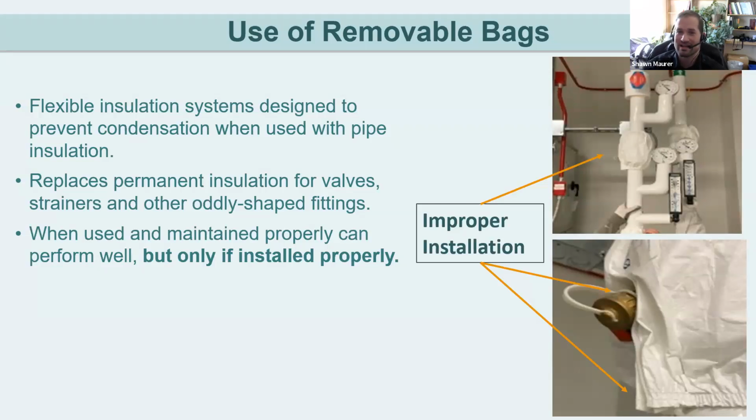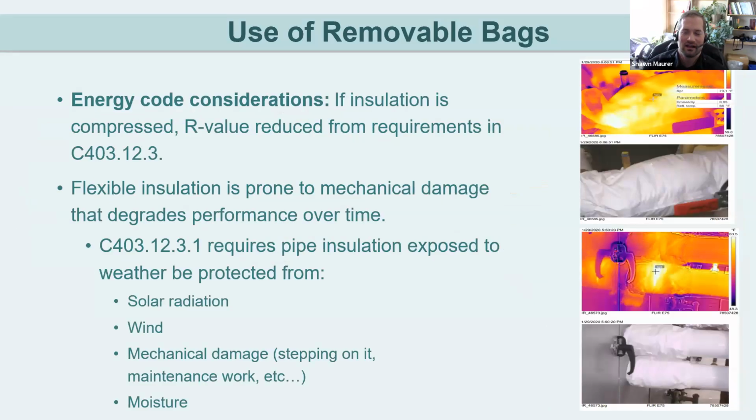So they need to be properly sized and fit around these fittings, which is where we touch on the energy code implications. So again, kind of limited sections. You're going to hear me mention the same things a lot today. But if insulation is compressed, the R value is reduced from the requirements in Table C403.12.3. That table lists a specified conductivity range and thickness of insulation to achieve an R value for that insulation. If you use a different conductivity, you can get away with thinner insulation if you have a less conductive insulation material.